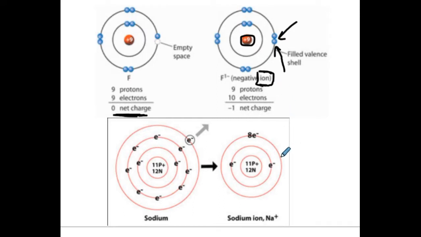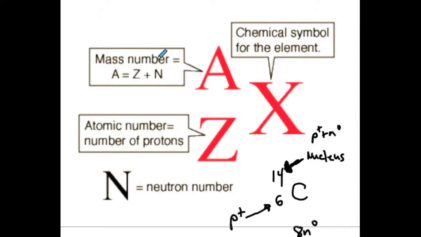Long story short, though, is that you can either gain or lose electrons. But you can't gain or lose protons, because if you change protons, you change what it is. So this proton number down here defines what it is. Mass number, therefore, is the top, and atomic number is the bottom.